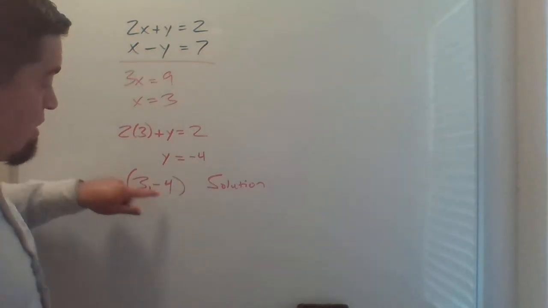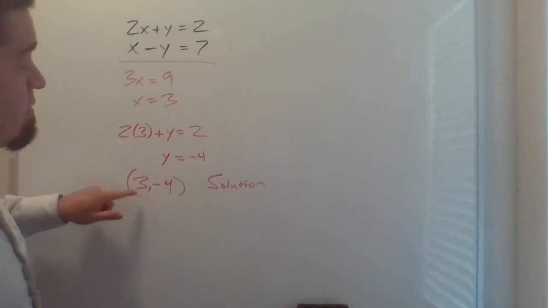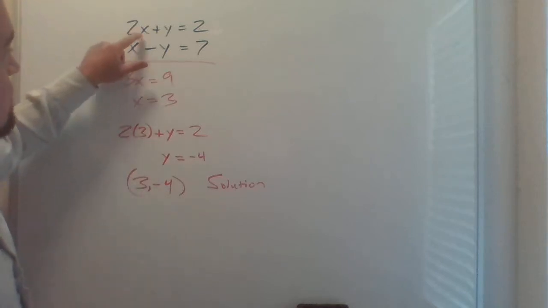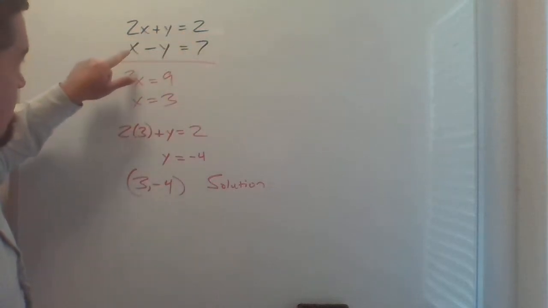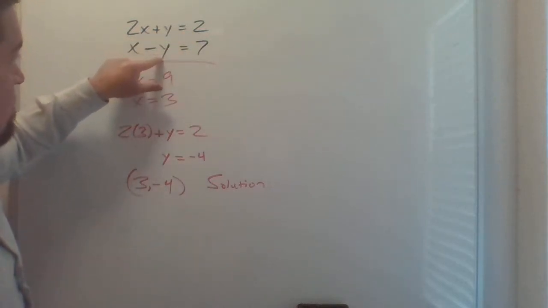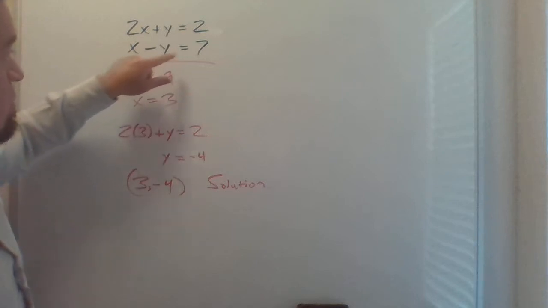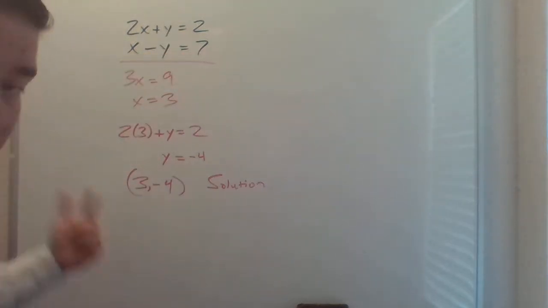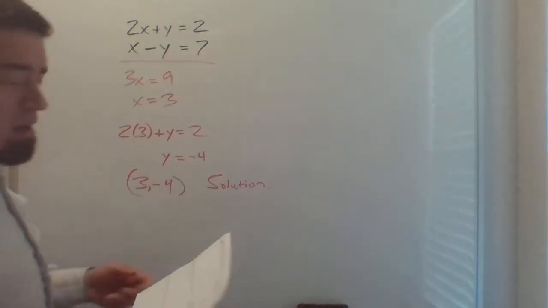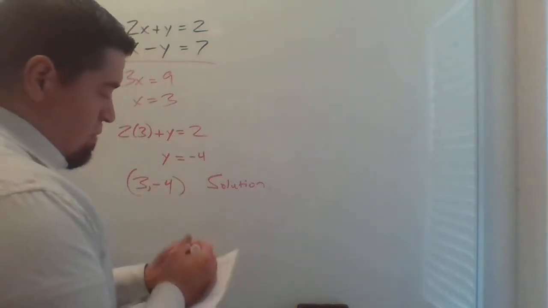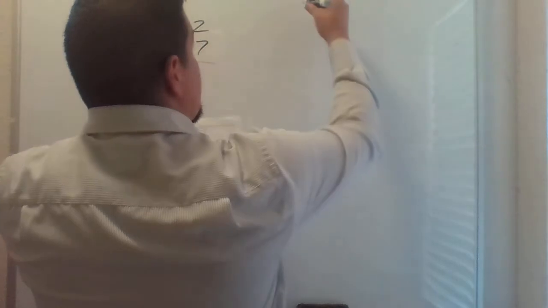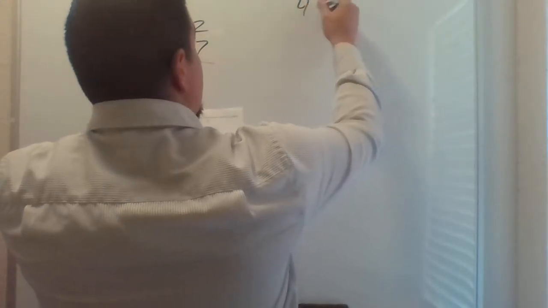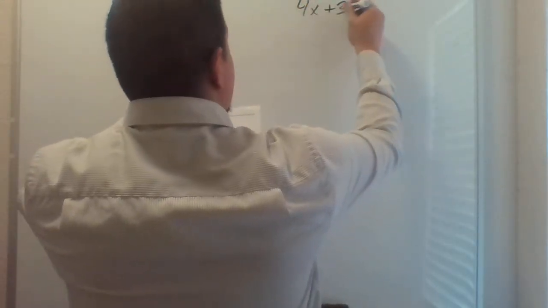Now here's a note. Anytime you have a solution, you can always check if it is in fact a solution. 2 times 3 is 6. Plus -4 is 2, so that works. 3 minus -4, minus negative turns to plus 4, so that's 3 plus 4, which is 7. So that works. So that's how you can check. Okay, so let's move on to example 4 here, which you'll notice is slightly different.